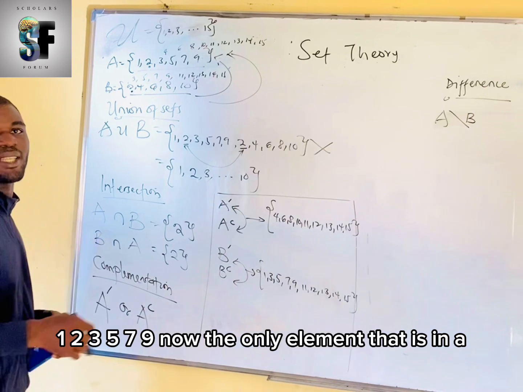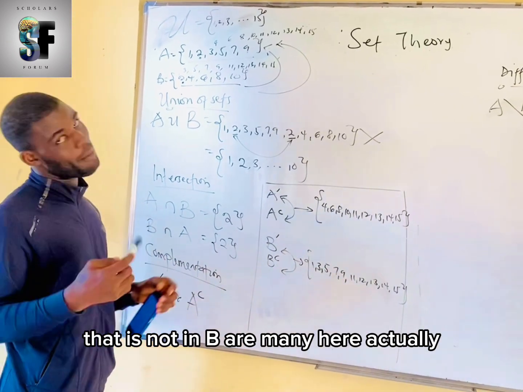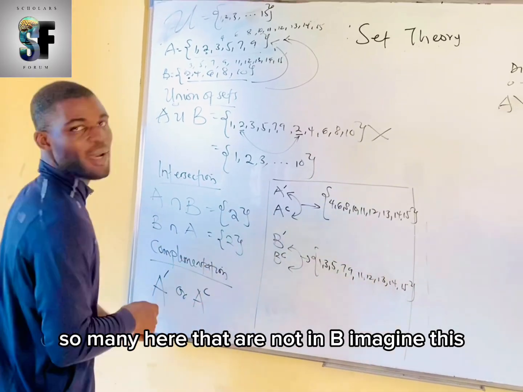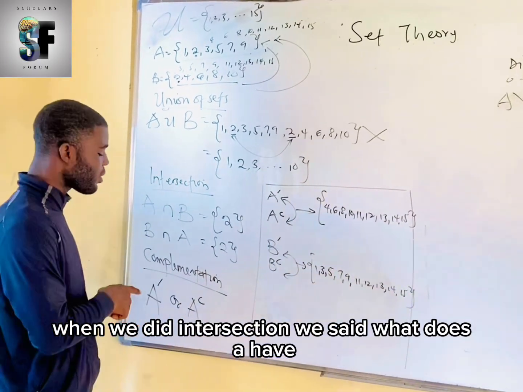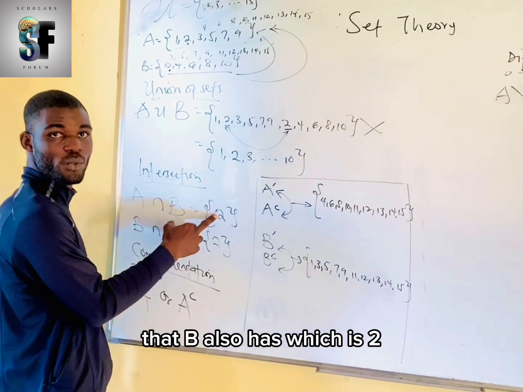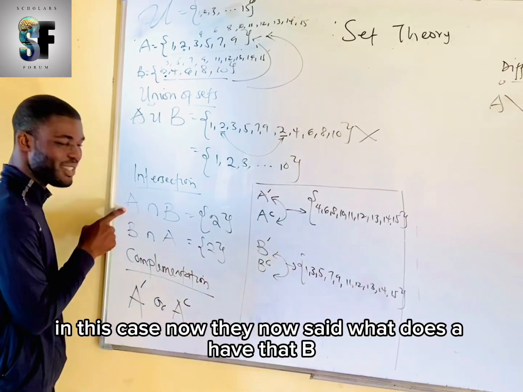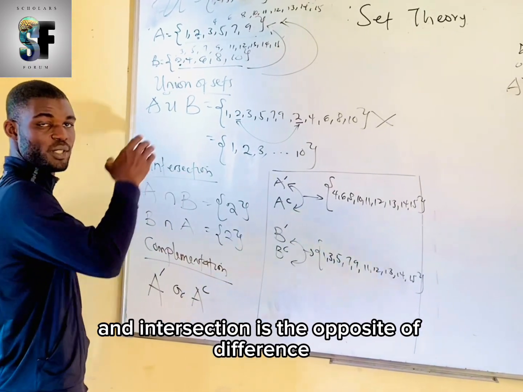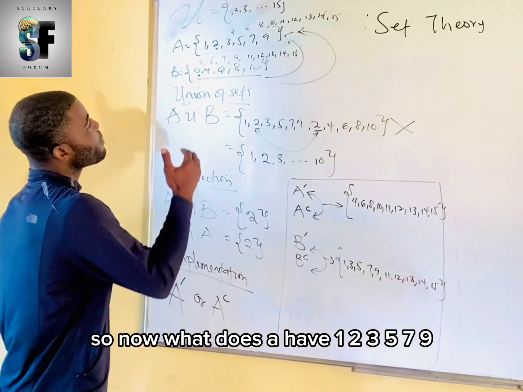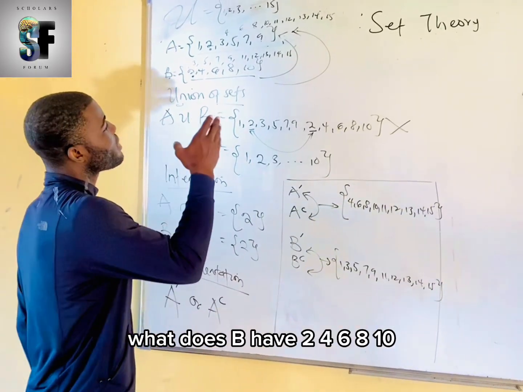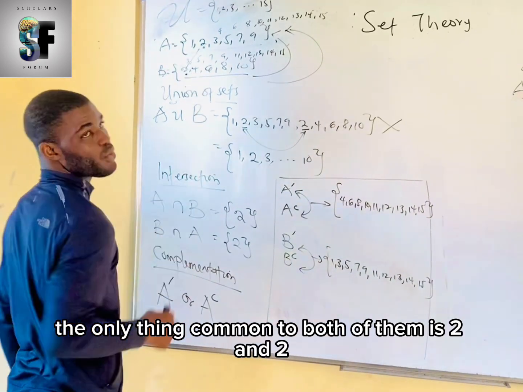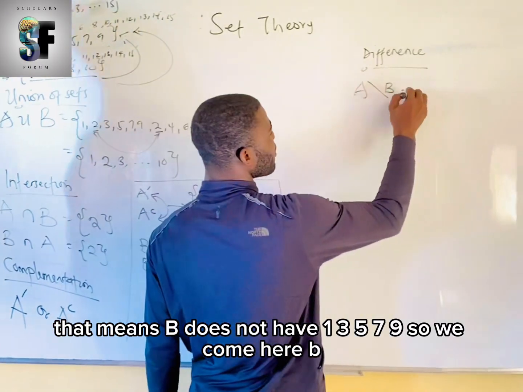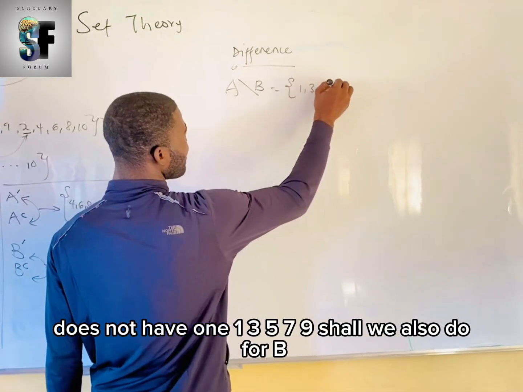There are so many elements here that are not in B. Imagine this. When we did intersection, we said what does A have that B also has, which is 2. In this case, they now said what does A have that B does not have. So it is the opposite of intersection, and intersection is the opposite of difference. What does A have? 1, 2, 3, 5, 7, 9. What does B have? 2, 4, 6, 8, 10. The only thing common to both of them is 2. That means B does not have 1, 3, 5, 7, 9. So we come here: 1, 3, 5, 7, 9.